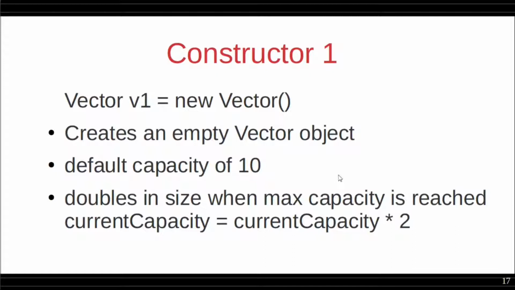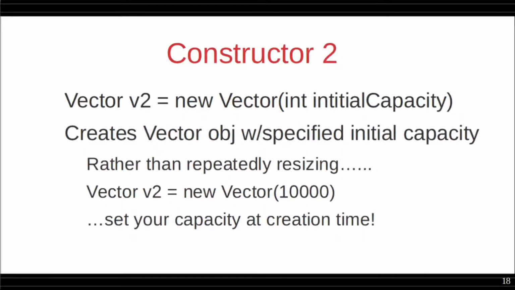It creates an empty vector object with a capacity of 10. And unlike ArrayList, you remember ArrayList, it would resize by taking the current capacity, multiplying times 3 divided by 2 plus 1. This is how ArrayList resizes. Vector, not so efficient, it just doubles. So current capacity equals current capacity times 2.